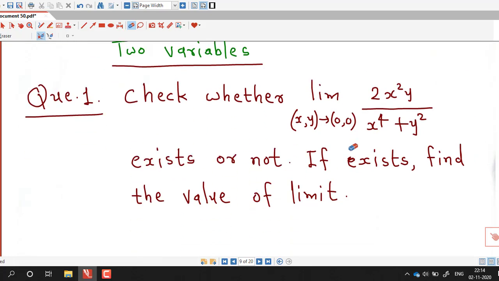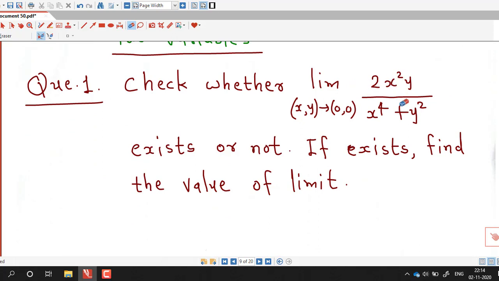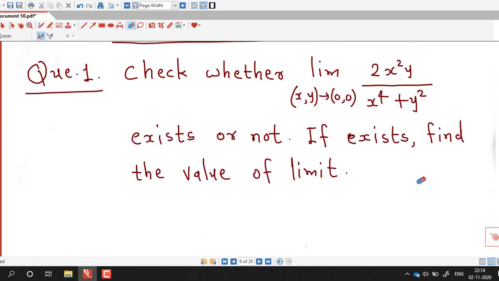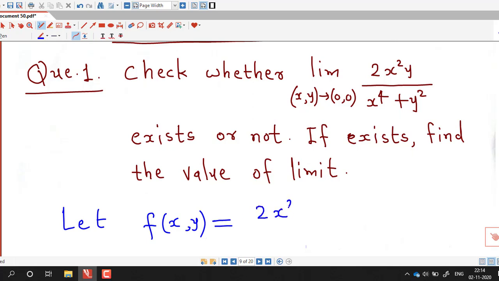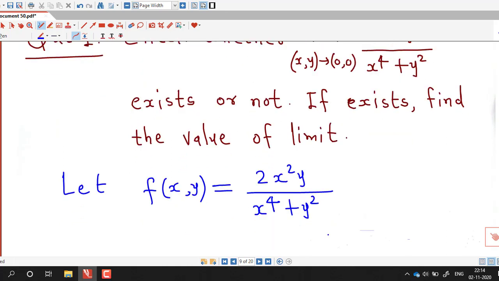So let us try this example. Check whether the limit of 2x square y upon x raised to 4 plus y square as (x,y) approaches the origin exists or not. If it exists, then find the value of the limit. So here we denote the given function by f(x,y). It is a function of two variables, so it is denoted by f(x,y) equal to 2x square y upon x raised to 4 plus y square.